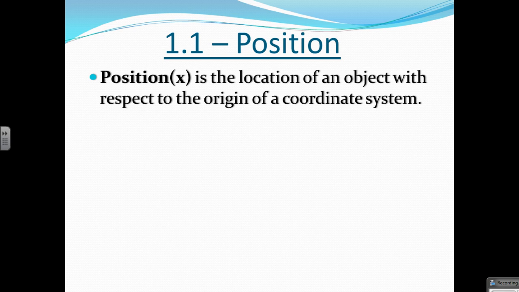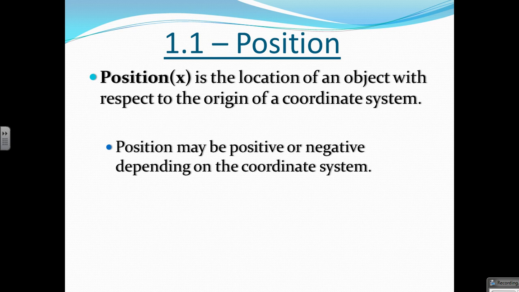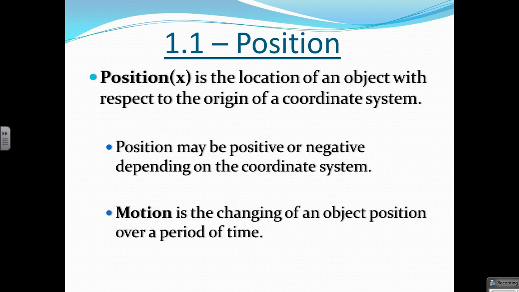Position is the location of an object with respect to the origin of a coordinate system. The coordinate system depends on the problem and the scenario. And based on your coordinate system, that position can be positive or negative. Motion is the changing of an object's position over some period of time.